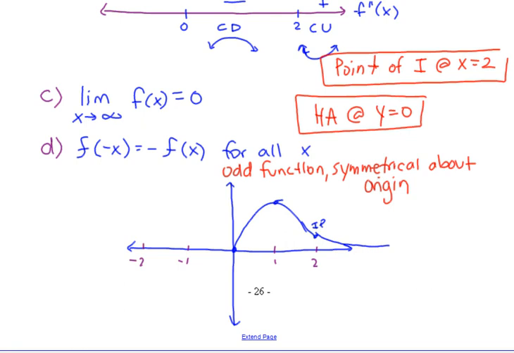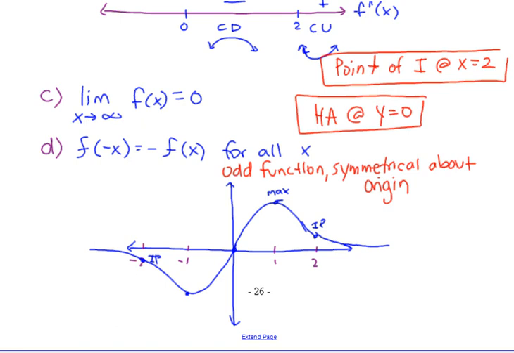So if it's symmetrical about the origin, what does that mean at -1? This is a local max, so it'll be a local min. And we'll have an inflection point at -2. So now it's going to be concave up to -2, and then it's going to be concave down. It's symmetrical about the origin, so that means rotated 180 degrees would be the same.